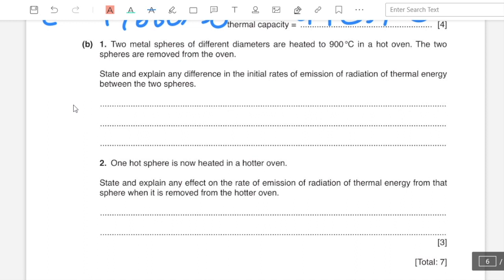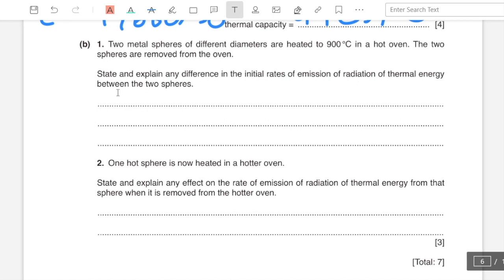B1. Two metal spheres of different diameters are heated to 900 degrees Celsius in a hot oven. The two spheres are removed from the oven. State and explain any differences in the initial rates of emission of radiation of thermal energy between the two spheres.